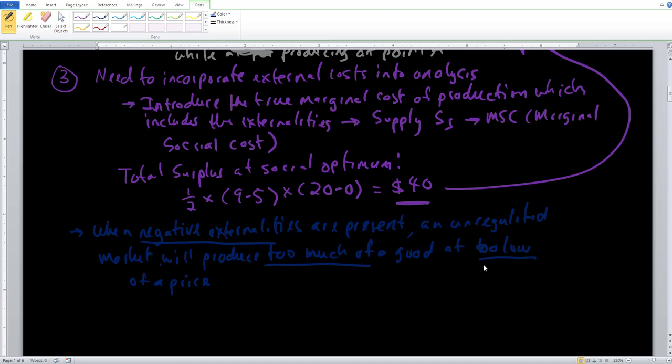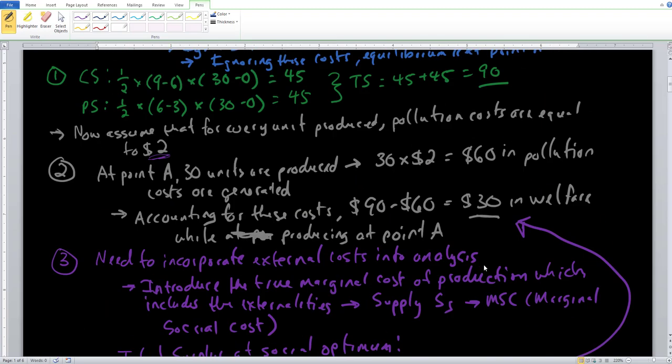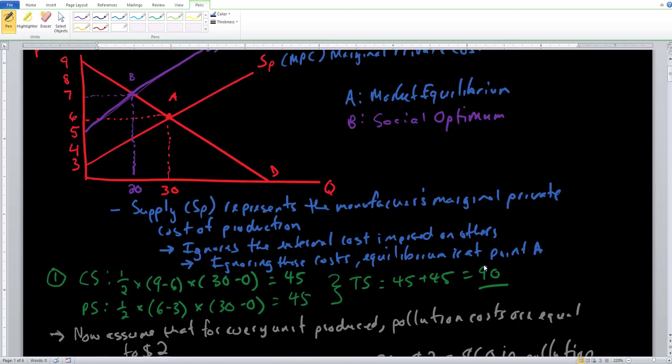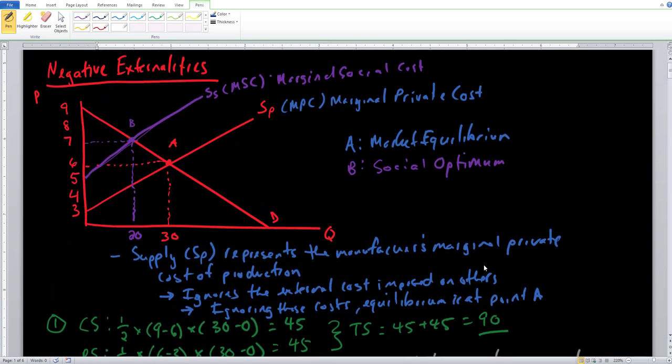So essentially, we're comparing point A versus point B, the market optimum versus the social optimum. And in order for us to reach the social optimum, we need to go ahead and raise the price. And basically, by raising the price, we're making the firms feel the cost of the pollution that they're imposing on third parties. And in doing so, it will help to reduce the quantity right here, also helping to reduce pollution as well.